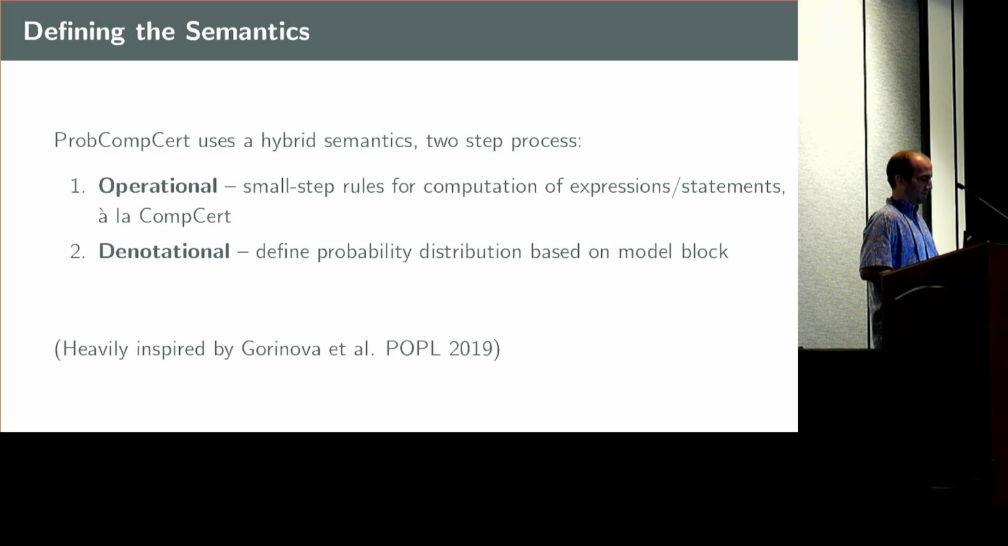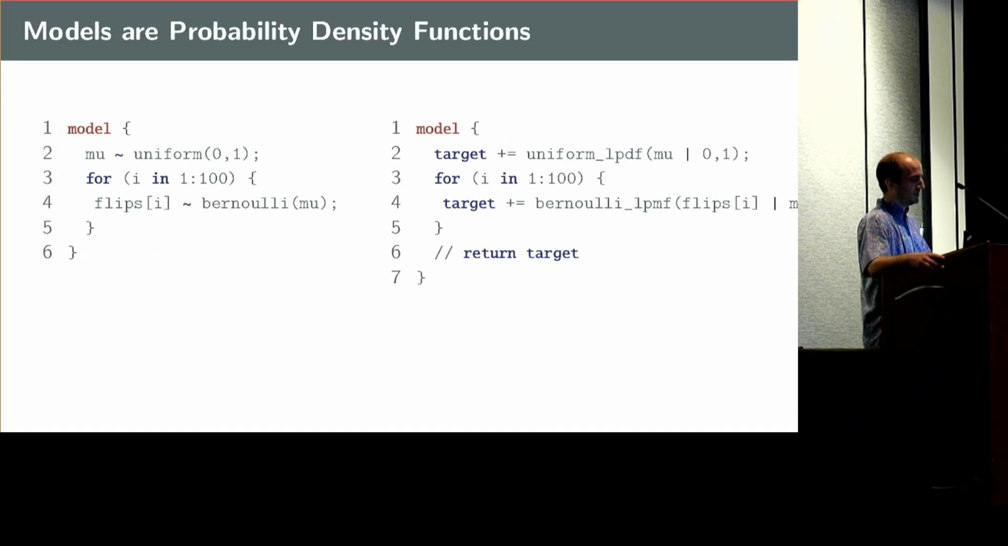Digging into the details a little bit, the key on the operational level is that the model block is computing a probability density function. On the left here, I've got the model block from the example program that we started with, and on the right, I've got a desugaring of that program that makes this density calculation clearer.